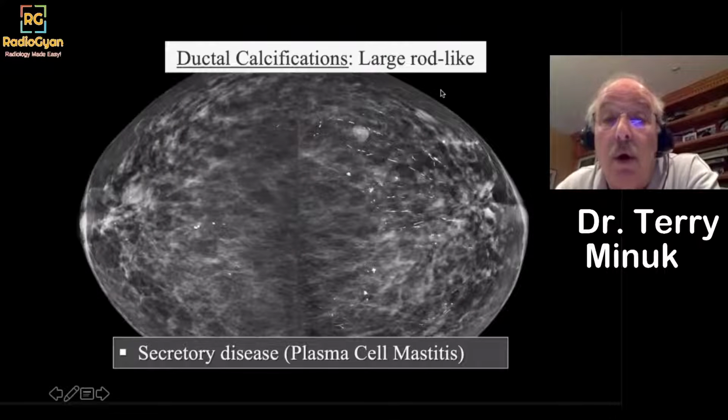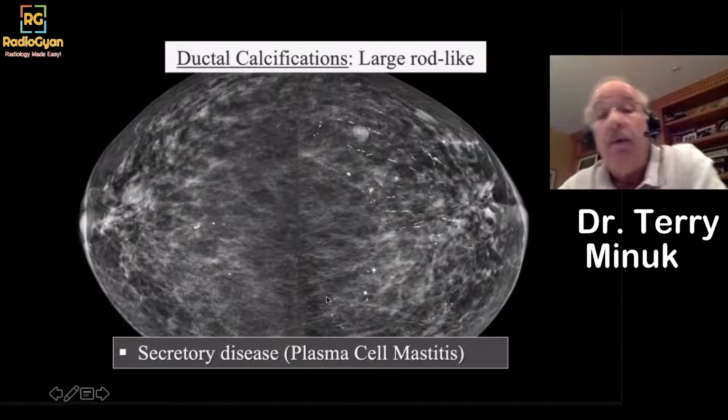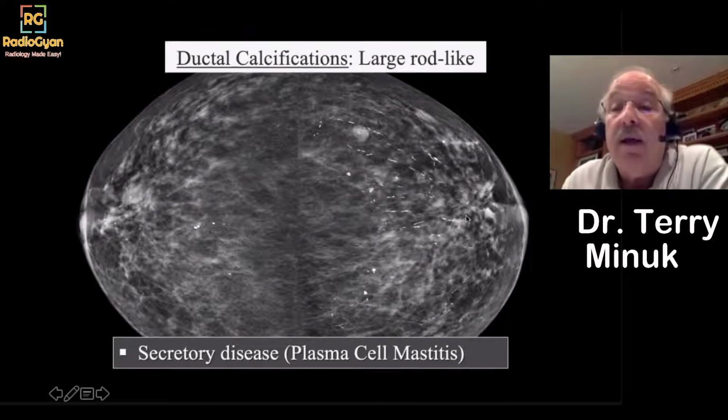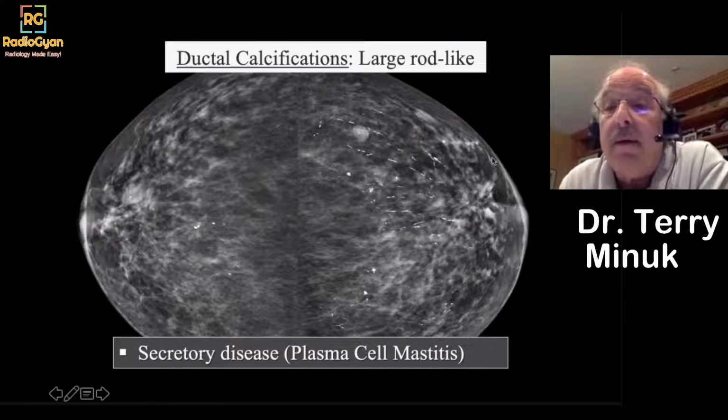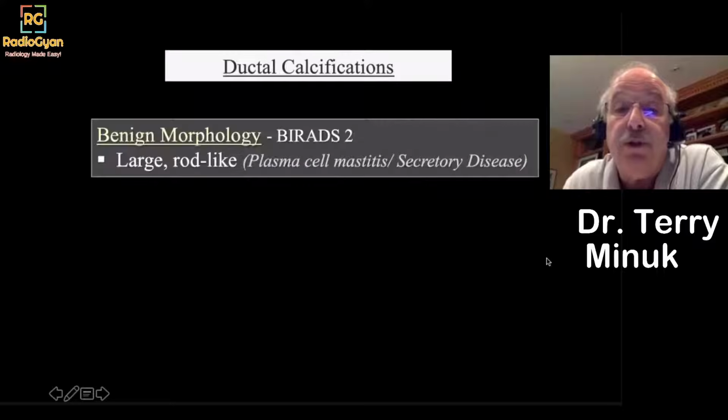Here's some large rod-like calcifications. It's a little bit more unilateral, but the appearance is identical. There are some on the other side, they're just not as numerous. But that's secretory disease. Get a feel for what they look like because they're benign and you never want to biopsy them. When you see the malignant intraductal calcifications, they're a completely different kettle of fish.